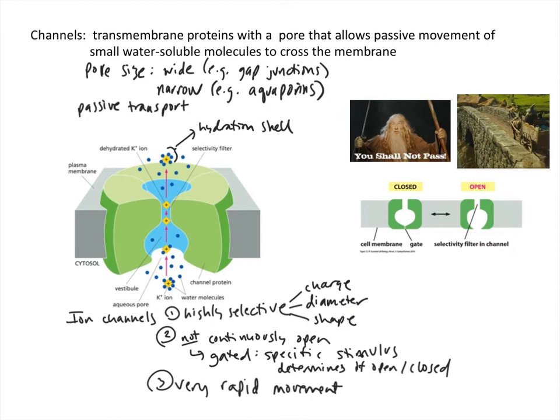As the hydration shell with the ion approaches the ion channel and gets down to the narrow part, which is called the selectivity filter, the water molecules need to be stripped. The ion cannot fit through the selectivity filter with the hydration shell. After the ion passes through the selectivity filter, it can start to recollect its water molecules and form a hydration shell again.